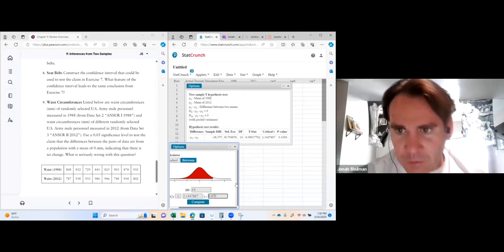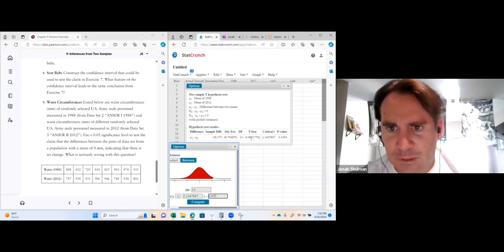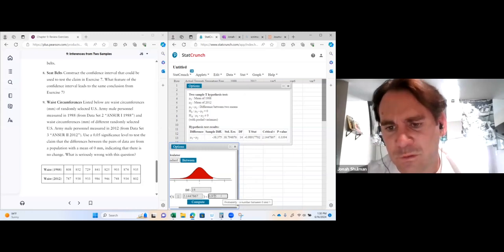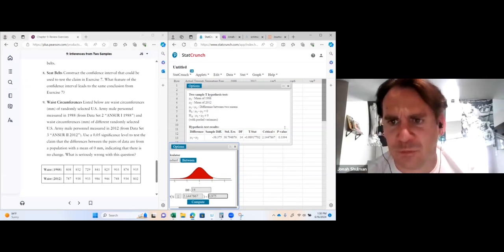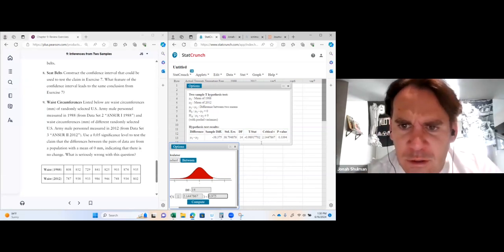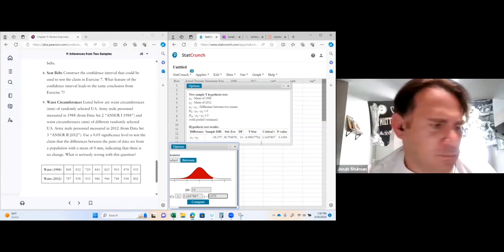Okay. Well, that's how you could get it. We have to double this because it's 5%, but it's two-tailed. That's why that makes this the 2.144. But let's see what the book got.